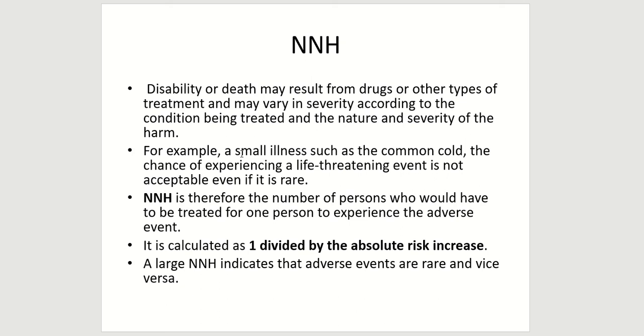You know that in any RCT there is a safety issue. Okay? For example, for a small illness such as the common cold, the chance of experiencing a life-threatening event is not acceptable even if it's rare. So the number needed to harm is therefore the number of people you have to treat for one person to experience the adverse event. It is calculated as 1 divided by the absolute risk increase, and a large number needed to harm indicates that the adverse events are rare, and vice versa.